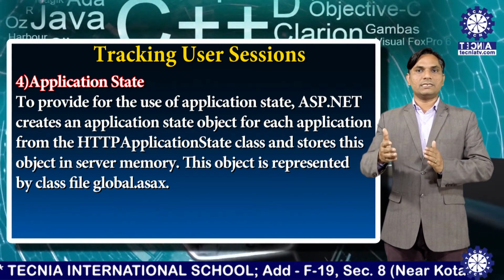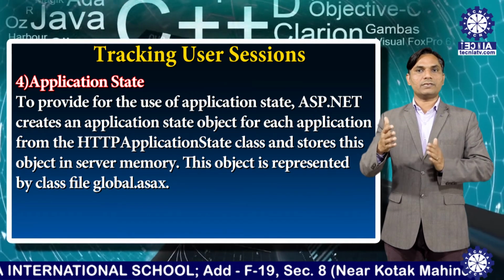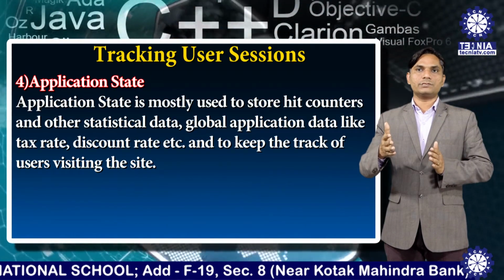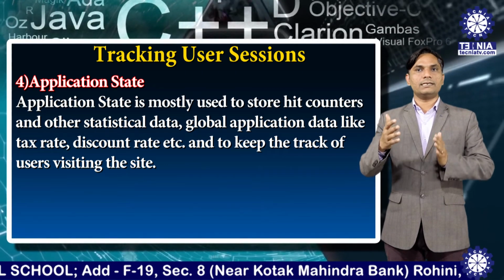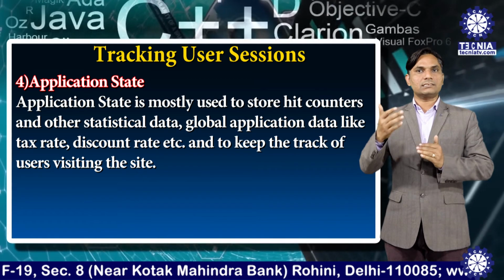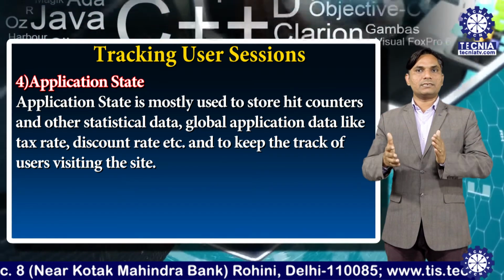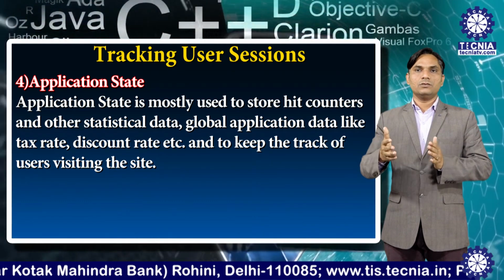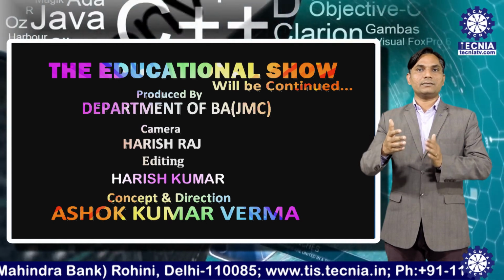This object is represented by the class file global.asax. Application state is mostly used to store hit counters and other statistical data, global application data like tax rate, discount rate, etc., and to keep track of users visiting the site. So I hope you understand the topic tracking user sessions.